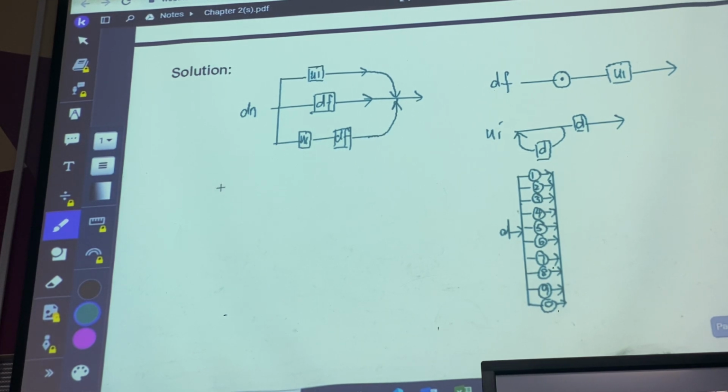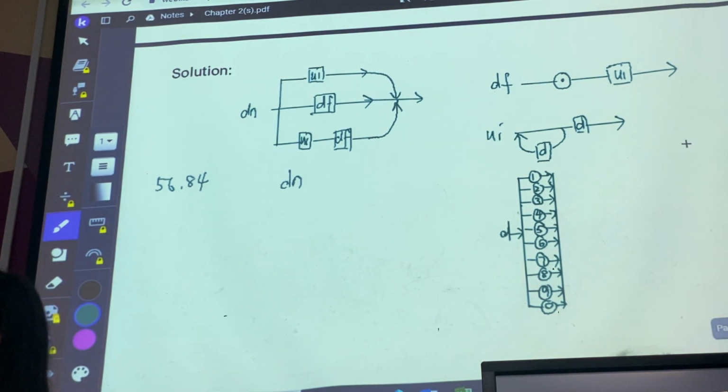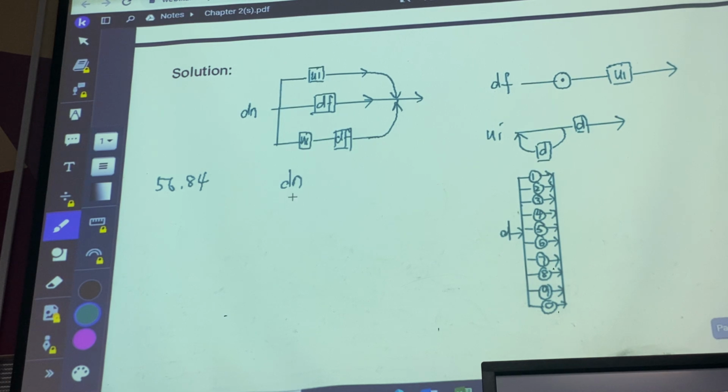Then the 3 diagram. So we start with a decimal number. And because we want to get this, 56.84, we need to have a digit here to substitute with 5, another digit to substitute with 6. So in order to have that, we need to start from which part here? Decimal number, I need to substitute with unsigned integer, or decimal fraction, or unsigned integer decimal fraction. Which one do you think? So that I can continue to get the 56.84.